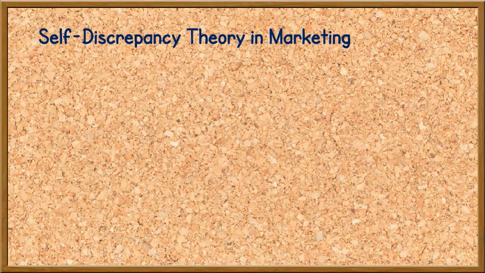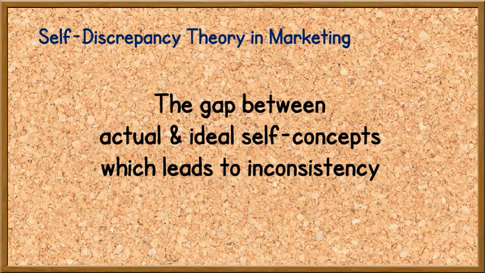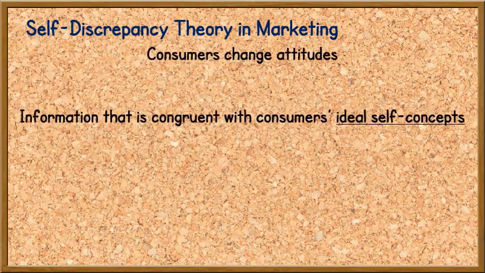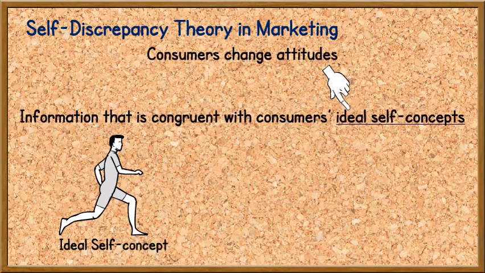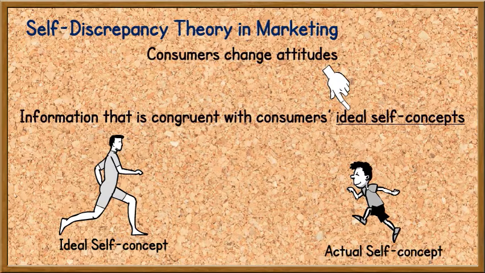The self-discrepancy theory is widely used in marketing. Marketers notice a gap between actual and ideal self-concepts that represents inconsistency. The implication addressed in the book Consumer Behavior states that if marketers perceive changing consumers' attitudes is important, marketers should communicate information that is congruent with consumers' ideal self-concepts. When consumers evaluate a brand, the ideal self-concept can serve as an important moving target, a goal that consumers seek to attain. They are more likely to be influenced by whether the brand fills this gap.